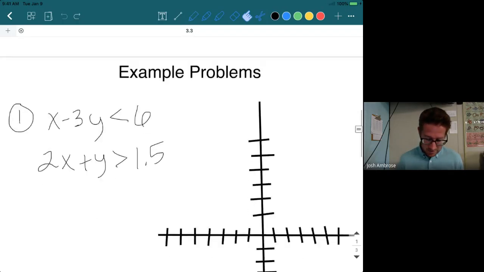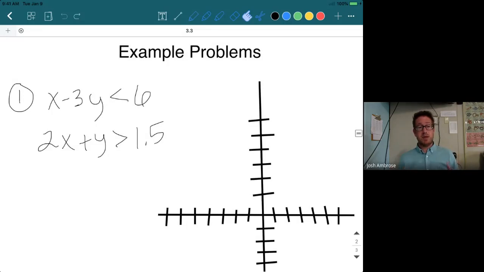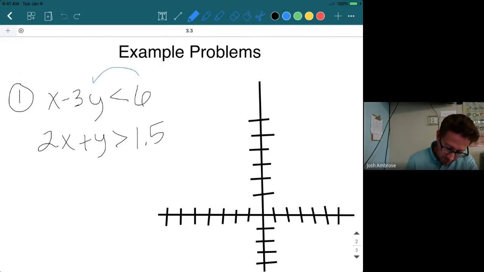Here we go, first example problem. Right off the bat, it is not set up as y equals. So the first step is to change this into the y equals format. The first equation we have here is x minus 3y less than 6. Actually, what I'm going to do is take the 6 and move it over here, and take this negative 3y and move it over here.